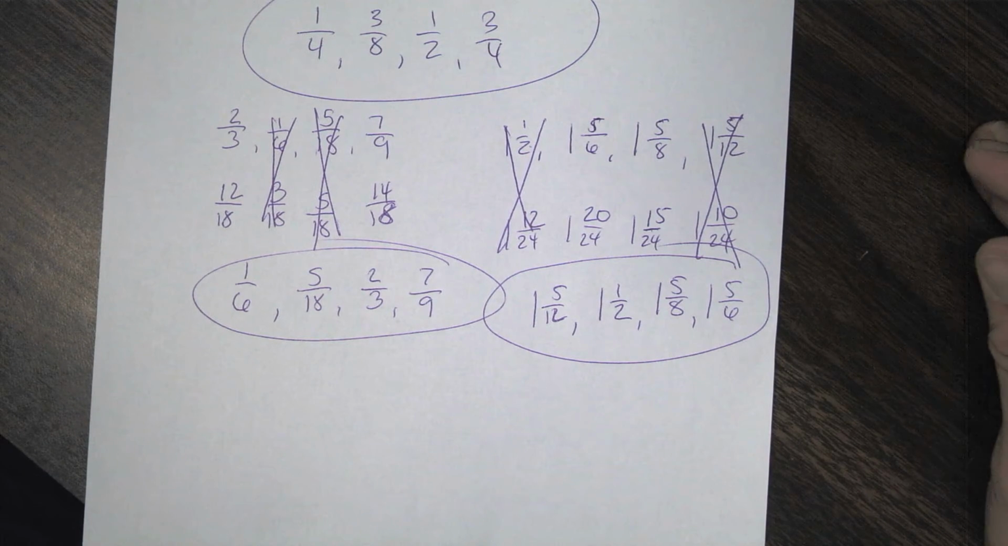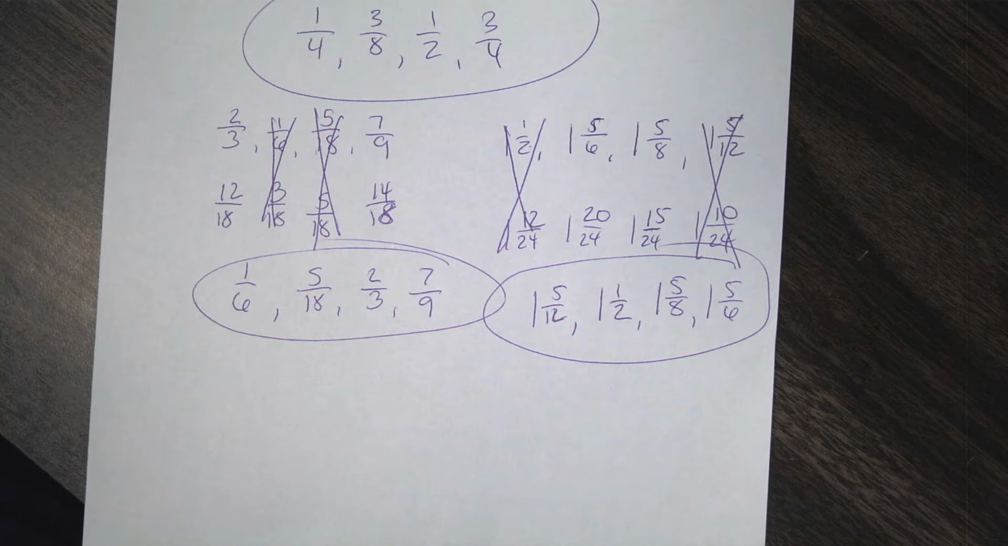Any questions on this? So it's still just get common denominators. That's what you have to do every time. All right? Any questions on that?